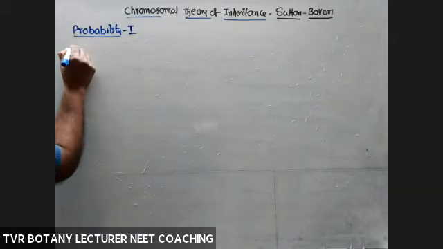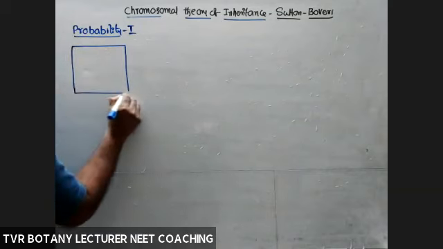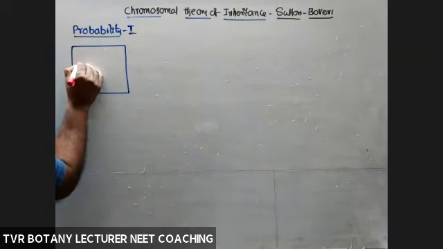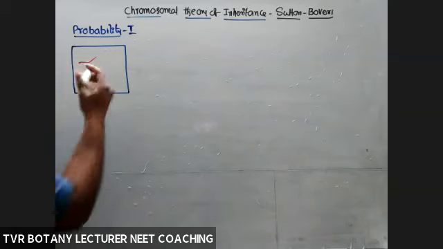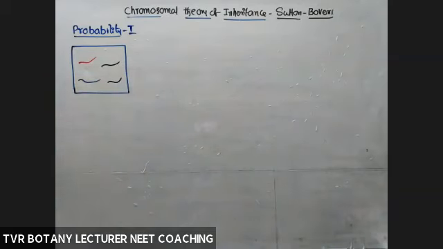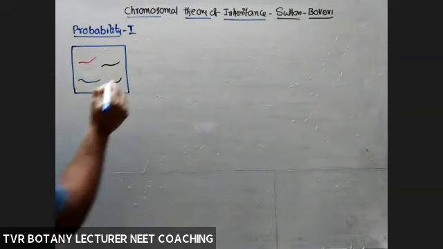So this is the meiocyte before initiation of meiosis with chromosomes. So this is chromosome 1 and chromosome 2, third chromosome, fourth chromosome. Actually each is a chromatin DNA molecule: 1, 2, 3, 4 DNA molecules.